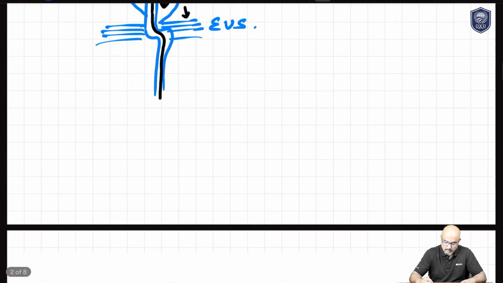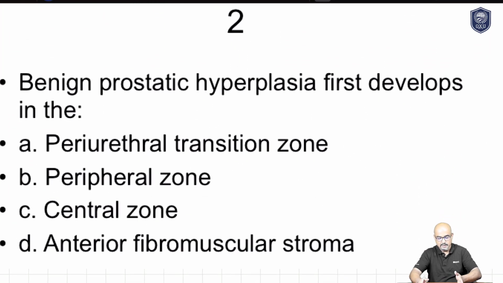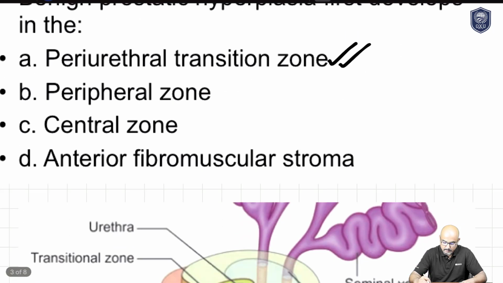Okay. Now let's see the second question here. This is a very common question that is generally asked in exams: BPH arises from which zone of the prostate? So you know the answer, I think. The answer is periurethral transition zone. This is the one, right? But let us understand the zonal anatomy.